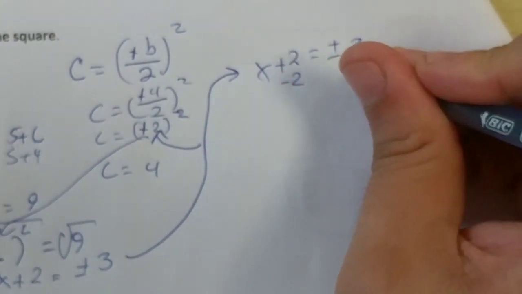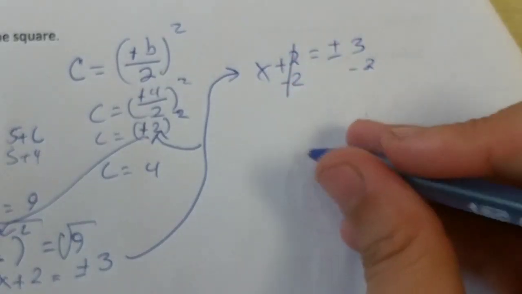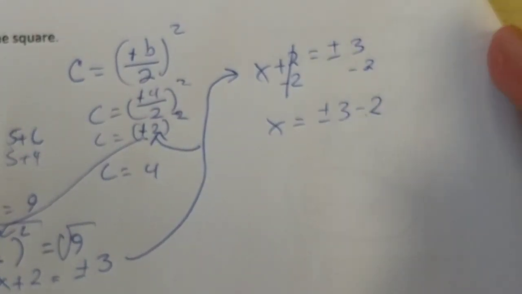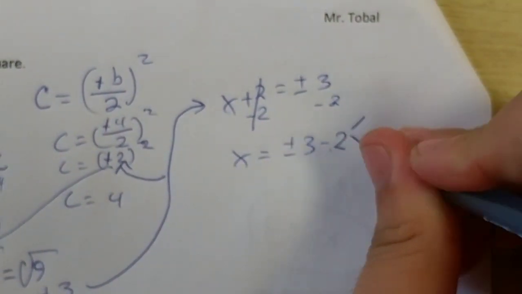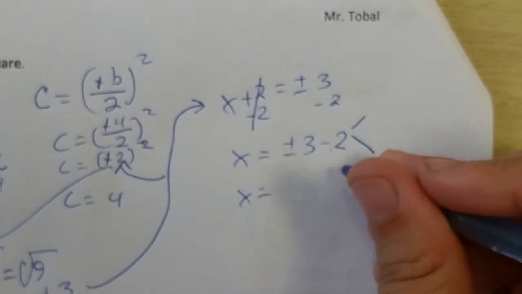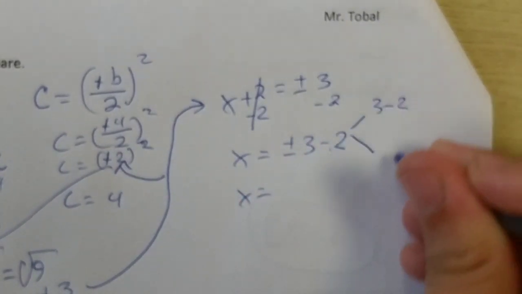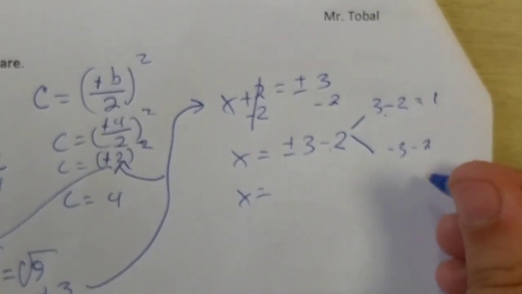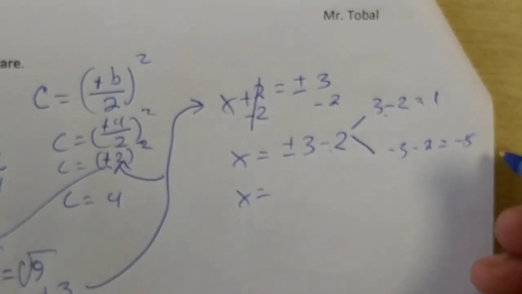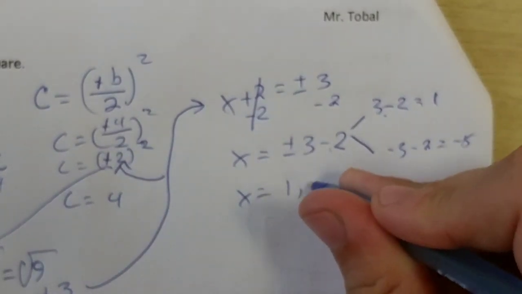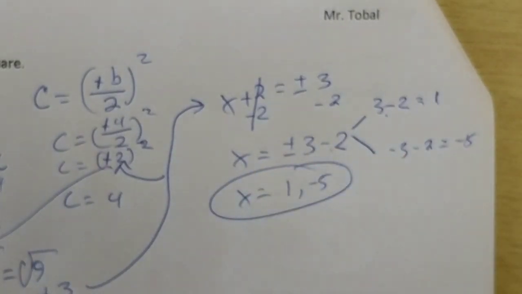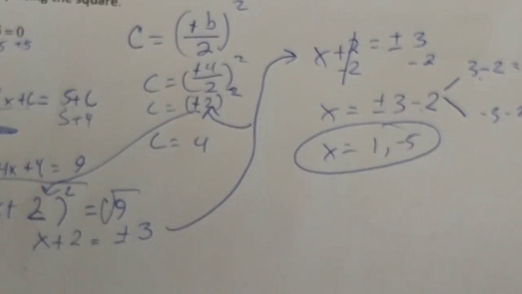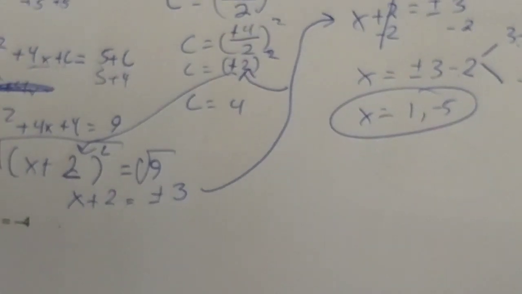Now I'm going to subtract 2 on both sides because I want to get the x by itself finally. So x equals plus or minus 3 minus 2. We're not done here. We need 2 answers. So x equals 3 minus 2 and negative 3 minus 2. Well, 3 minus 2 is 1, and negative 3 minus 2 is negative 5. So it is 1 comma negative 5. Your final answer is x equals 1 and x equals negative 5. And that's how you solve by completing the square.